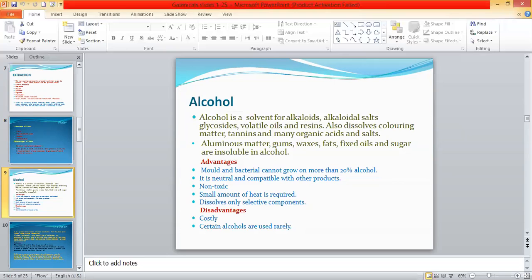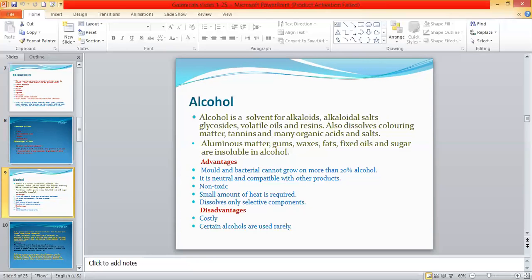It is neutral and compatible with other products. It does not cause any incompatibility with other ingredients present in the preparation. It is non-toxic, and does not cause any toxic reaction. Even a small amount of heat is required to concentrate the preparations in which alcohol is used as a solvent, and it dissolves only selective compounds, only the desired constituents whose dissolution is required by the manufacturer.